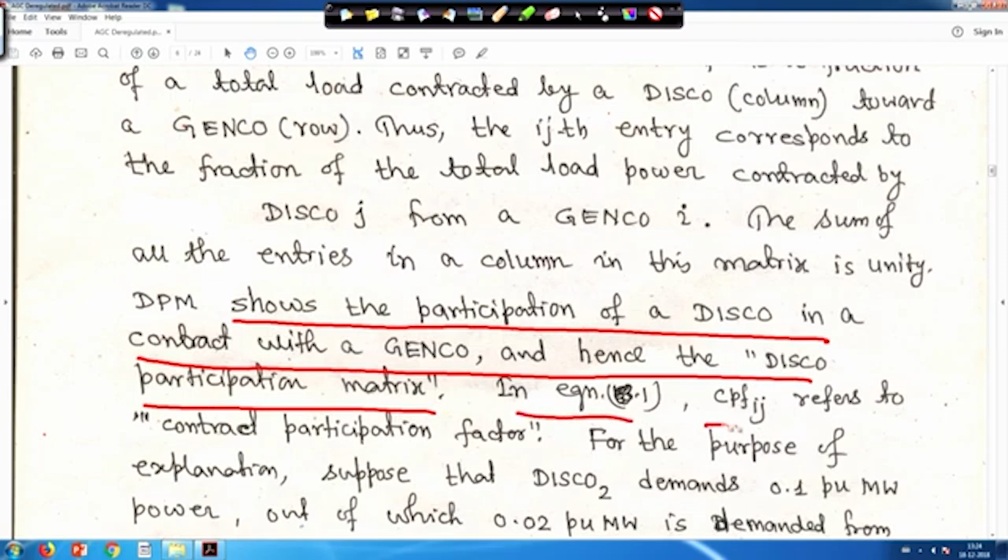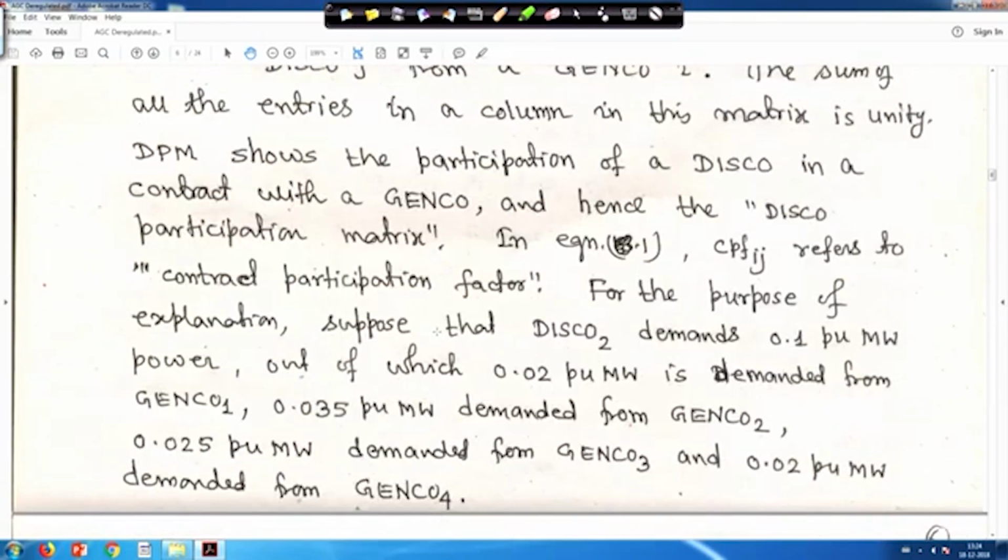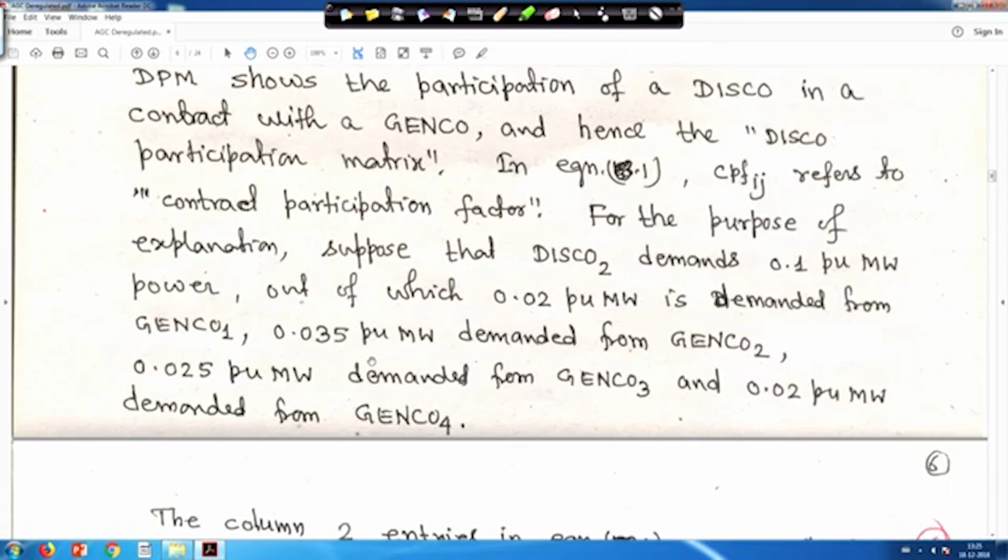So, in equation 1, CPF ij refers to contract participation factor, right. Again, I have taken another example. For the purpose of explanation, suppose that DISCO 2 demands 0.1 per unit megawatt power, right. Total is 0.1 per unit, out of which 0.02 per unit megawatt is demanded from GENCO 1, 0.035 per unit megawatt demanded from GENCO 2, 0.025 per unit megawatt demanded from GENCO 3 and 0.02 per unit megawatt demanded from GENCO 4, right.